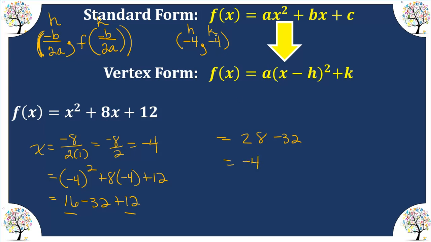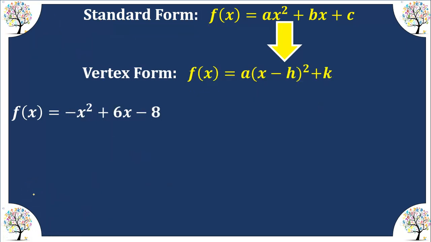So this is our h and our k value. We know a is 1, so no need to write it. And the formula is x minus the h value. So we're going to have x minus negative 4, so it's really x plus 4, quantity squared, minus 4. And that is vertex form.